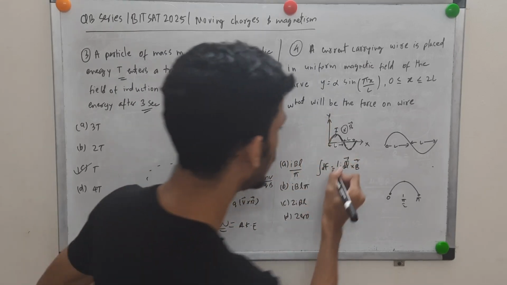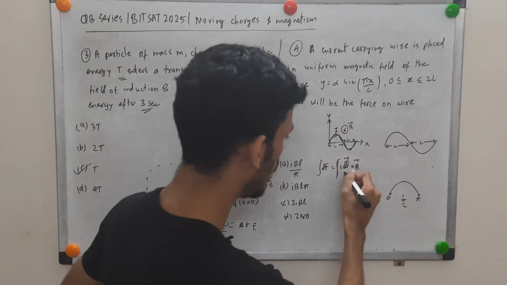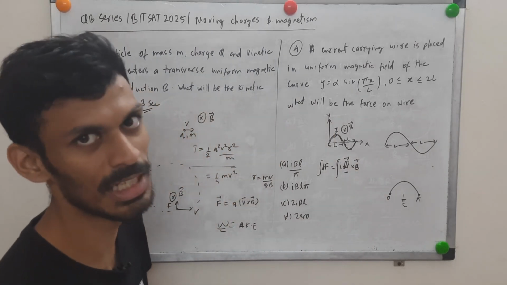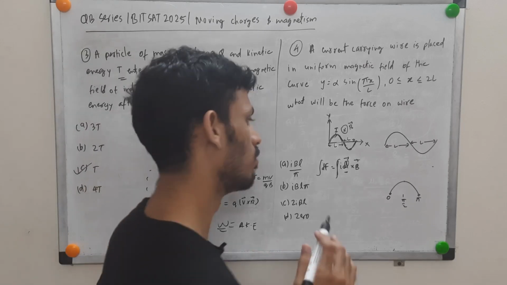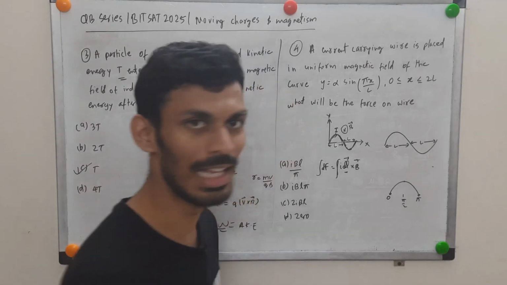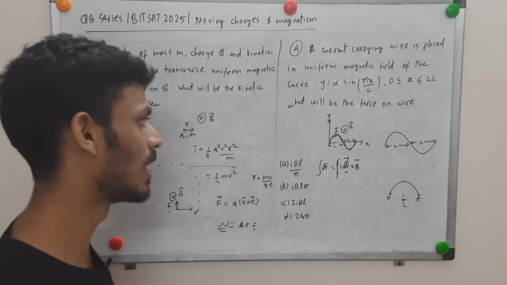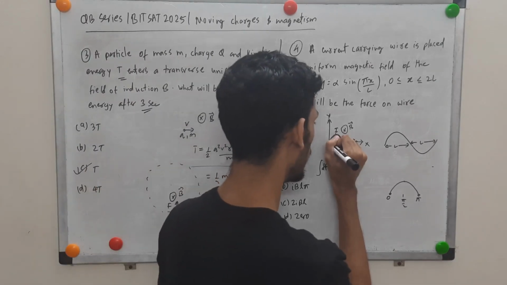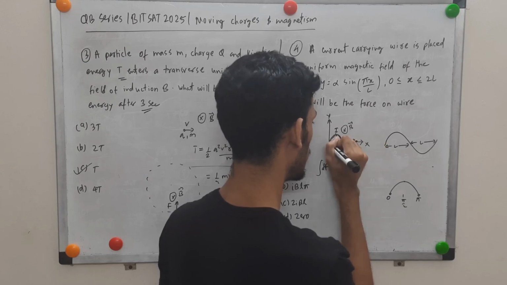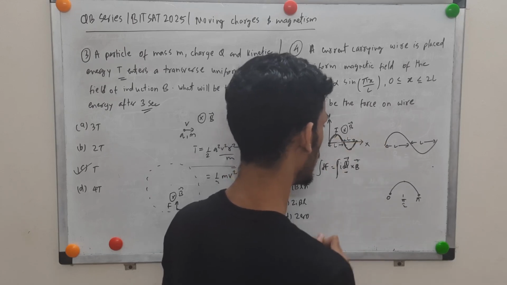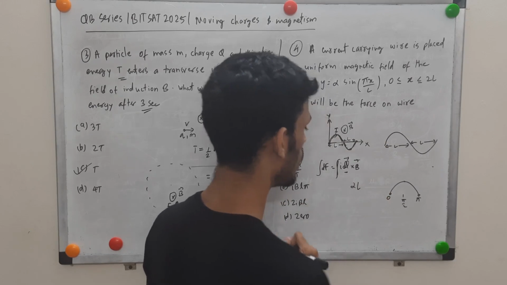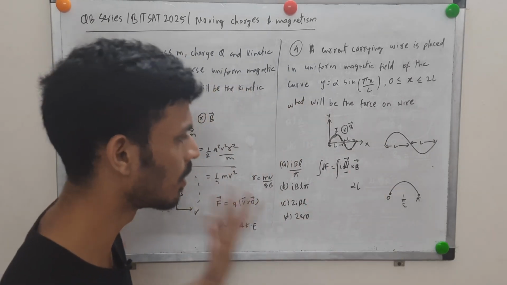So this will be the force. Remember that this dl is nothing but the displacement vector. It's not distance, it's not the length of the wire, it's actually the displacement. Here the displacement will be from this point to this, from initial to final. So you see the displacement is 2l.